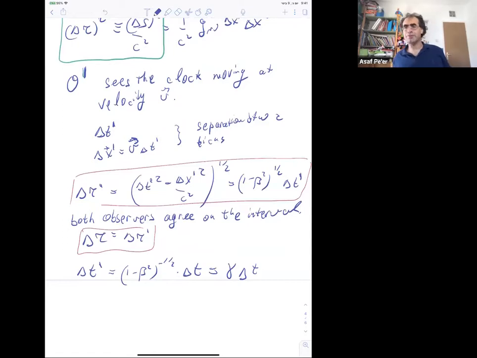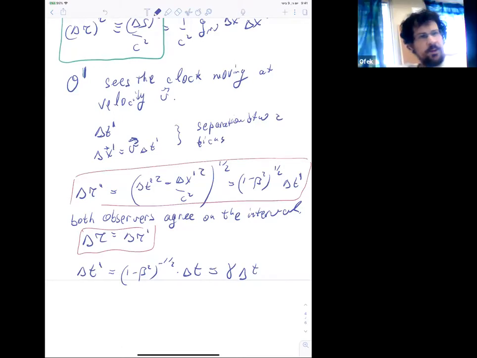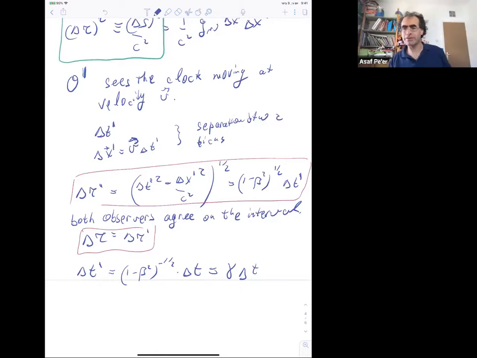Right, so from your perspective, since you're seeing me moving, you're seeing that my clock runs slower. This is the origin of the famous twin paradox. This is the famous origin of the twin paradox, right?